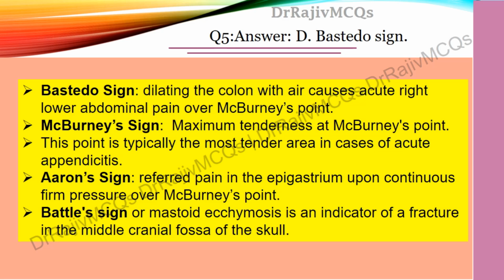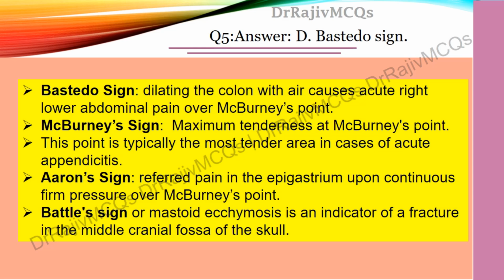condition. A Rovsing sign is a clinical indicator associated with appendicitis. It is characterized by referred pain felt in the epigastrium when continuous firm pressure is applied over McBurney's point. But its diagnostic efficacy is not well established.